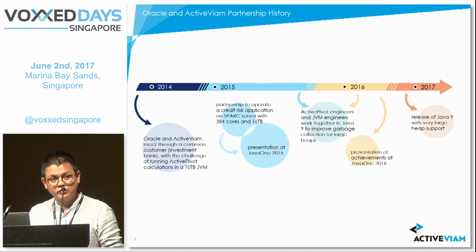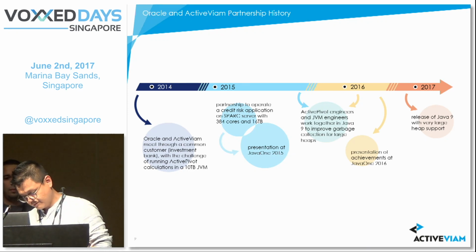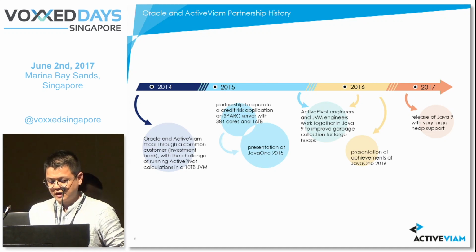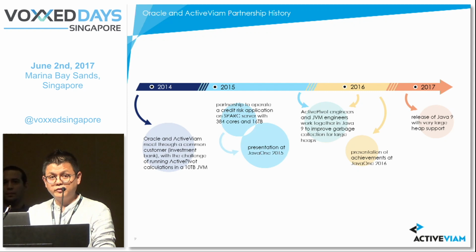For this purpose, a joint team was created, and we built a prototype credit risk application running on Oracle M7 with 16 terabytes of RAM. The initial result of our work was presented at JavaOne 2015, where it drew a lot of attention. As a result, Bernard Traversat, the Vice President of Software Development for Java, decided to strengthen the partnership. Engineers from both companies, Oracle and ActiveViam, started to work together to improve garbage collection, targeting large-scale applications.